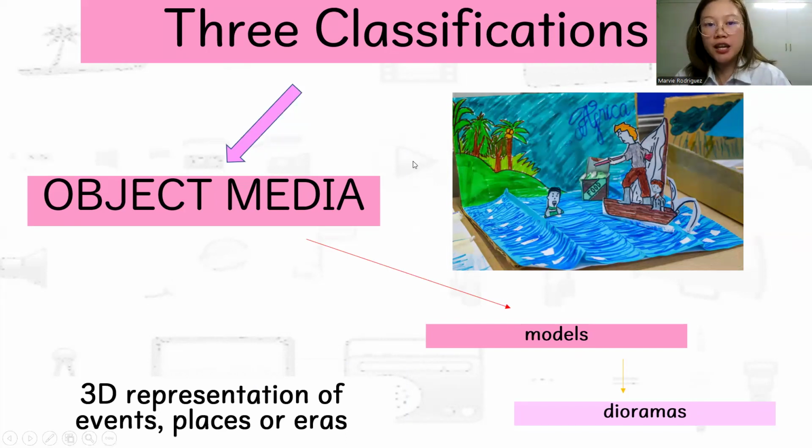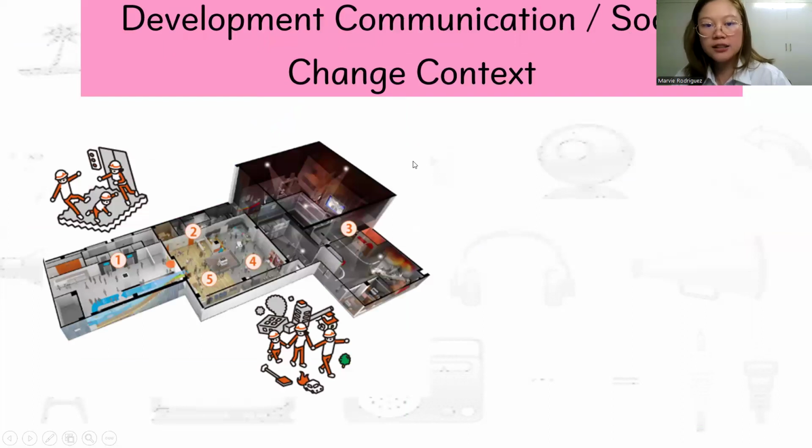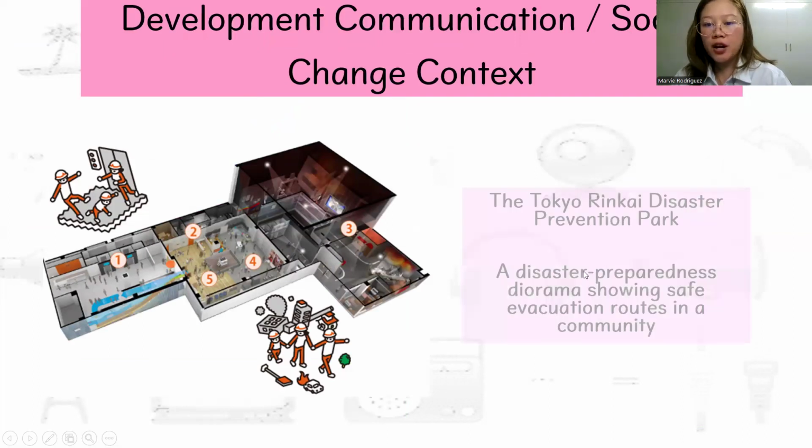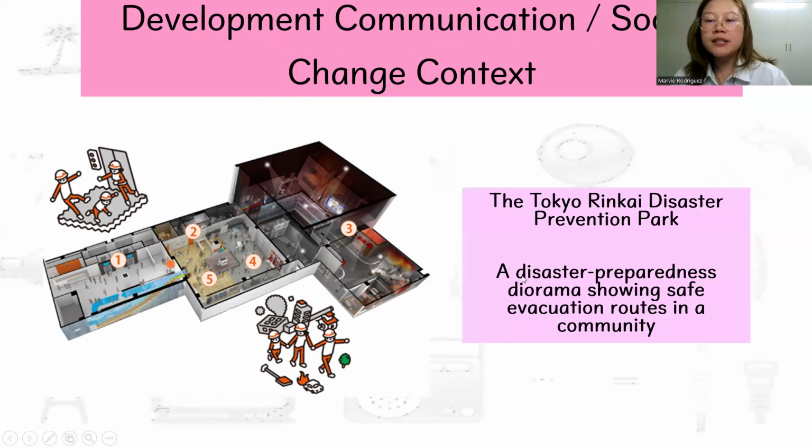In the social change or development communication context, this is a diorama of disaster preparedness. It shows safe evacuation routes in a community, and this can be found in Tokyo Rinkai Disaster Prevention Park. It's complete with characters and different parts of the building.